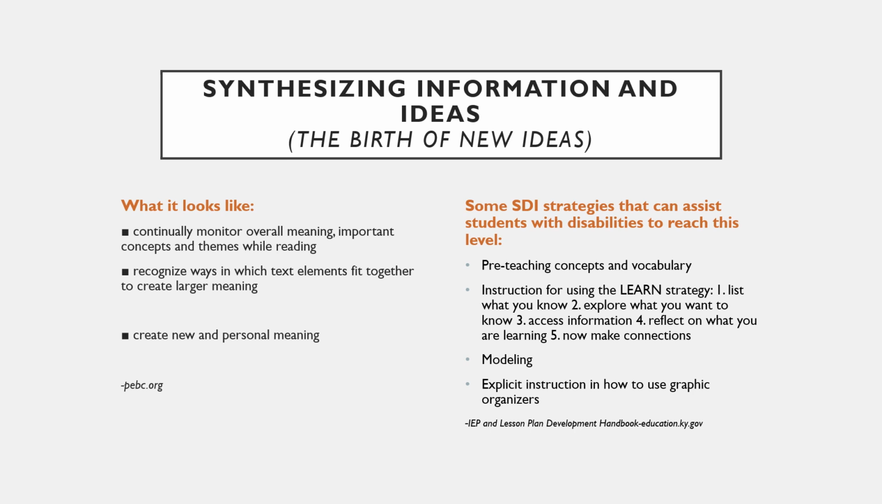So again, our strategies that we can use for our kids would be pre-teaching concepts and vocabulary. You can use the instruction on using that LEARN strategy that I talked about earlier. Modeling is a big one for kids. That is very helpful for kids if you model for them, show them exactly what it would look like if it was done correctly. And also explicit instruction in how to use those graphic organizers.